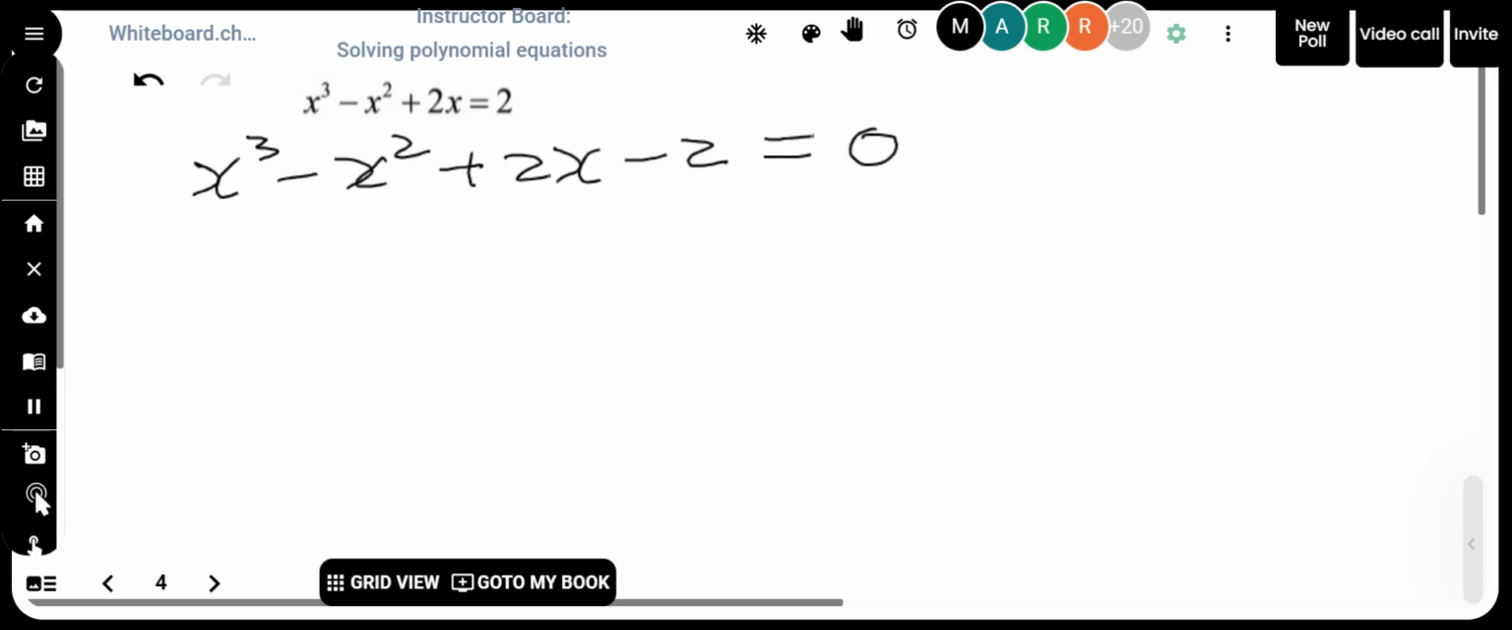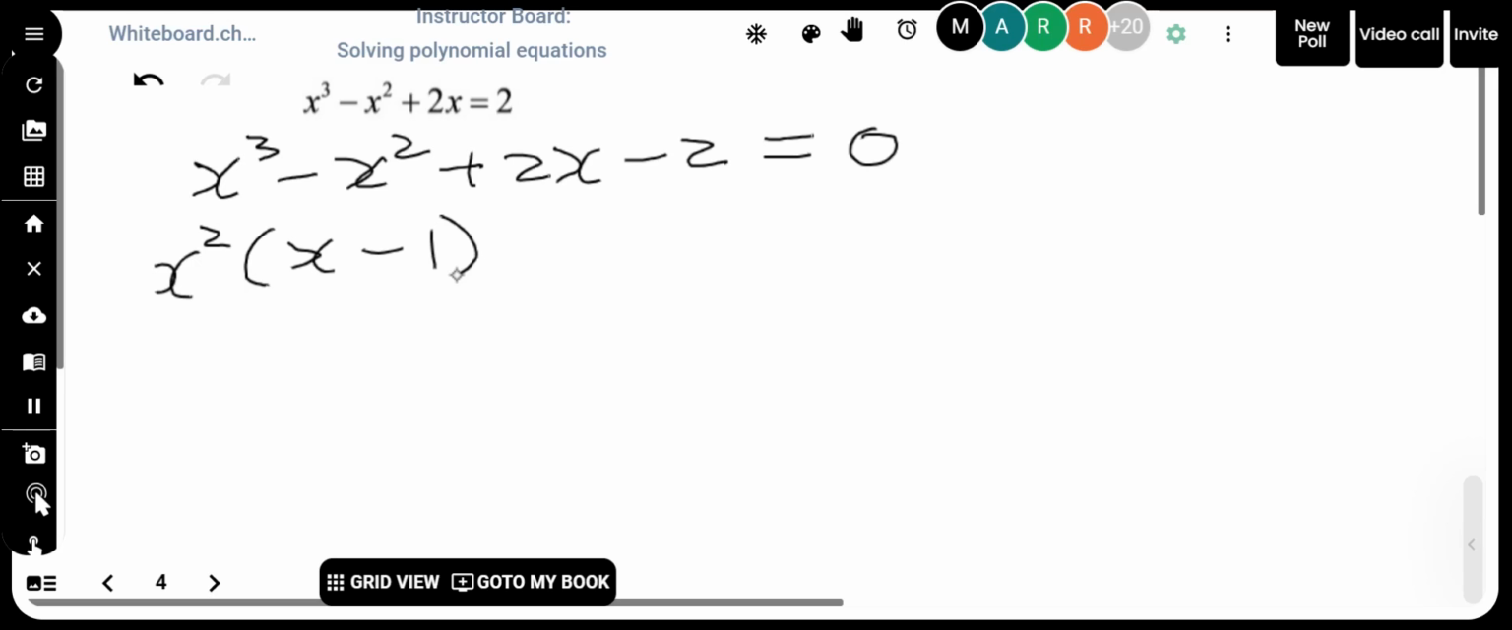Can somebody tell me what the common factor is of the first 2 terms? There's an x cubed and a minus x squared. Thank you, Emily, x squared. So let's factor out that x squared. And it looks like I'm going to be left with x minus 1.